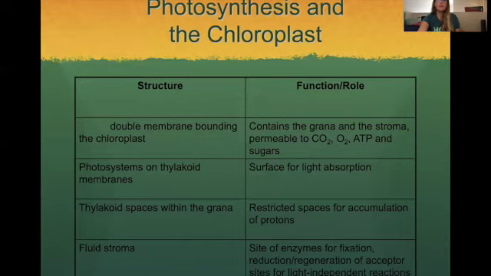You need to know the structure of the chloroplast and its role in photosynthesis. So the double membrane bounding the chloroplast contains the grana and the stroma, and it's permeable, which means it allows in the carbon dioxide, oxygen, ATP, and sugars. The 2 photosystems, and there are 2, photosystem 1 and 2, on the thylakoid membrane are where light's absorbed. The thylakoid spaces are where we accumulate the protons, and then they flow through ATP synthase to generate ATP. And the fluid of the stroma has all of the enzymes for the light-independent reactions.